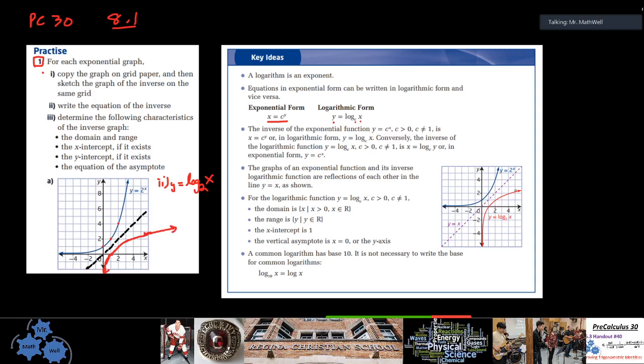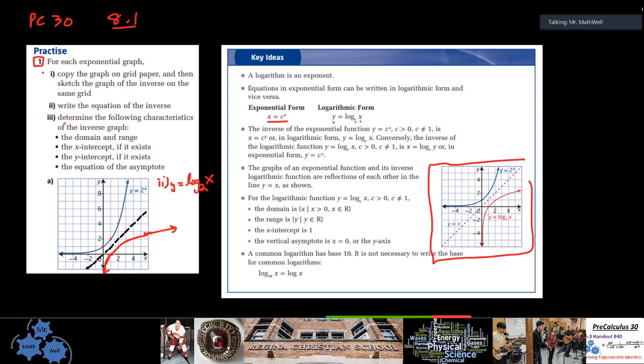Okay. And here you have, so this is it right here, actually. This is the exact one from your key ideas. So it's a reflection about this line, just like this right over here. All right, so that's 1 and 2.